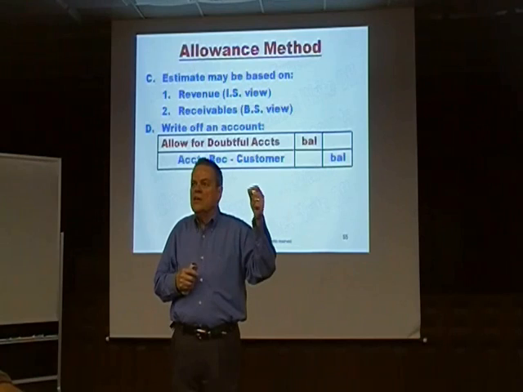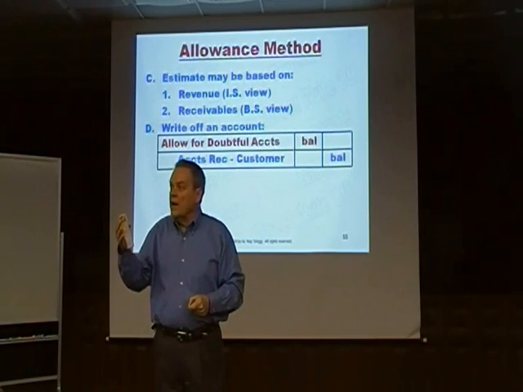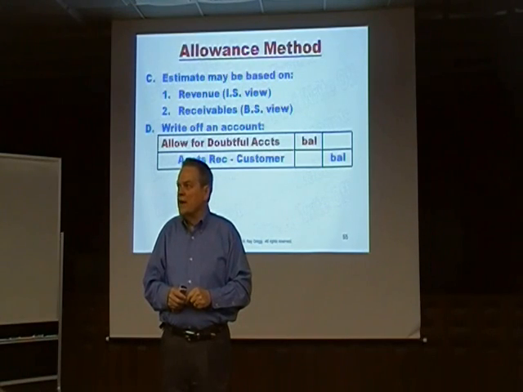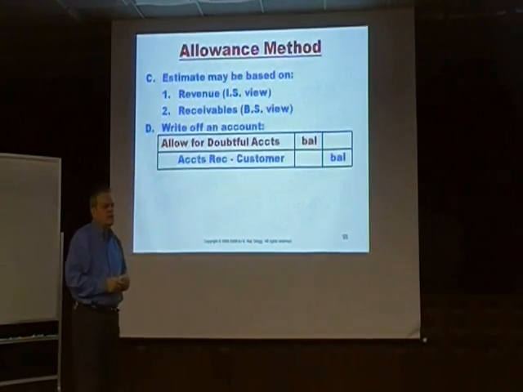And you're not reducing it using the allowance account anymore. You're reducing it by crediting accounts receivable directly. When you write off an account, you debit allowance for doubtful accounts and credit accounts receivable.